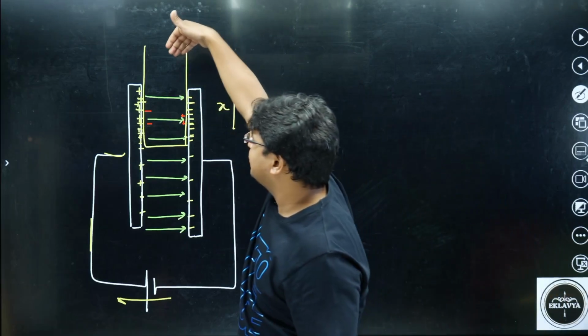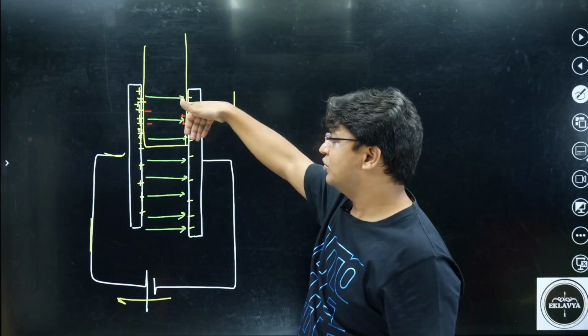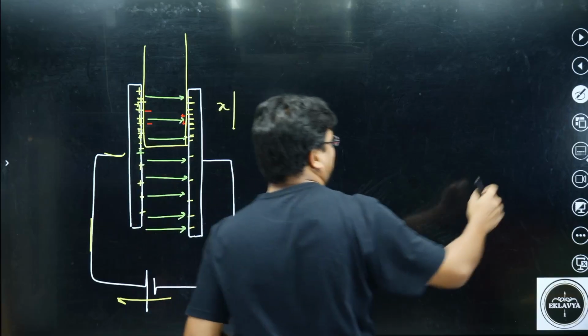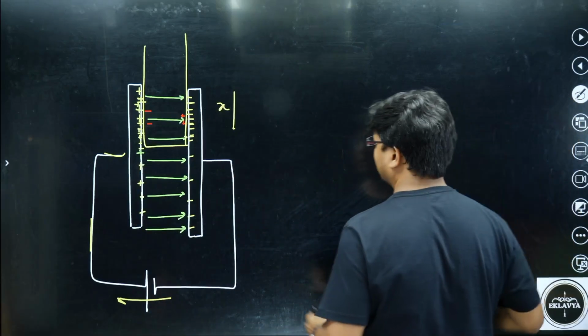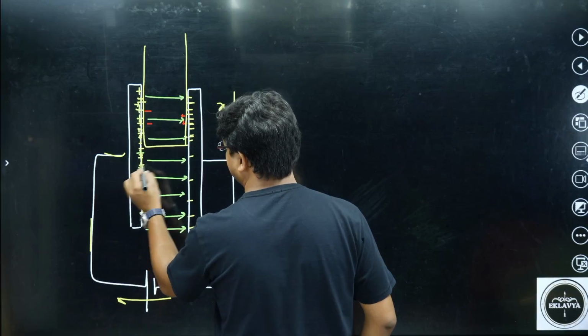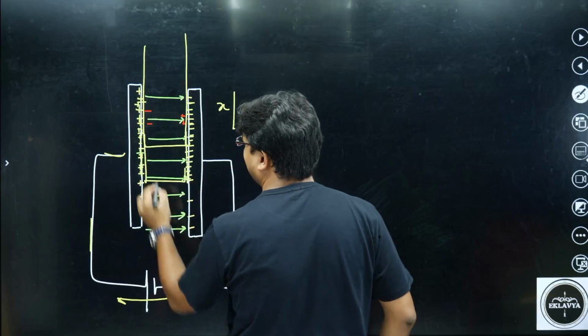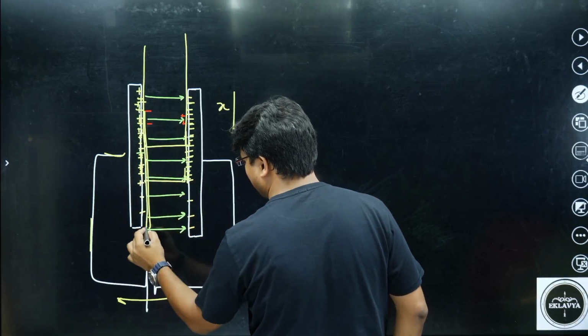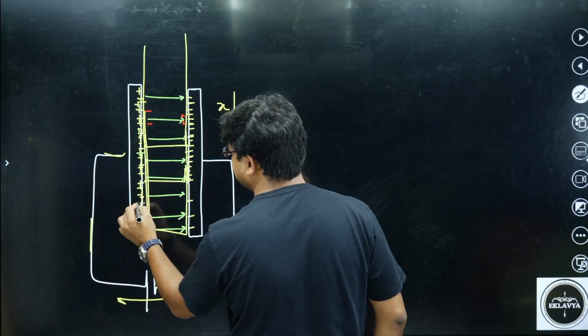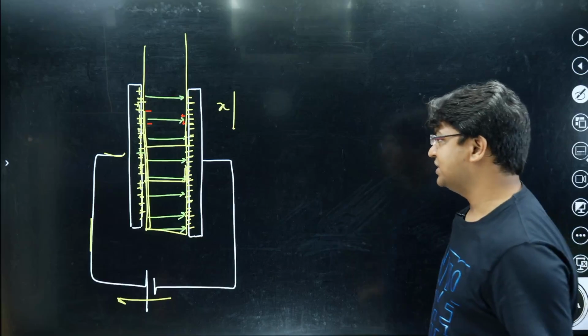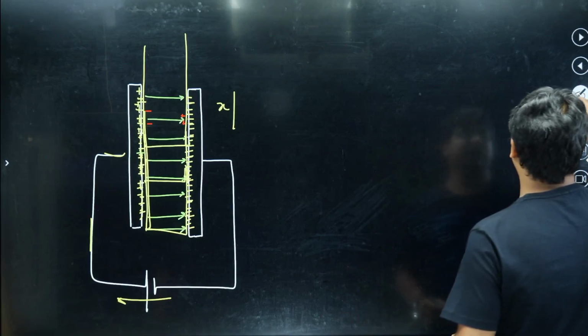So as you are pushing this dielectric more and more inside, the regions where the charges should be, that region is also increasing, and ultimately when the entire dielectric slab comes inside, the charge density again becomes uniform throughout the plate. Okay, please understand this. Okay, I'll reiterate, guys.